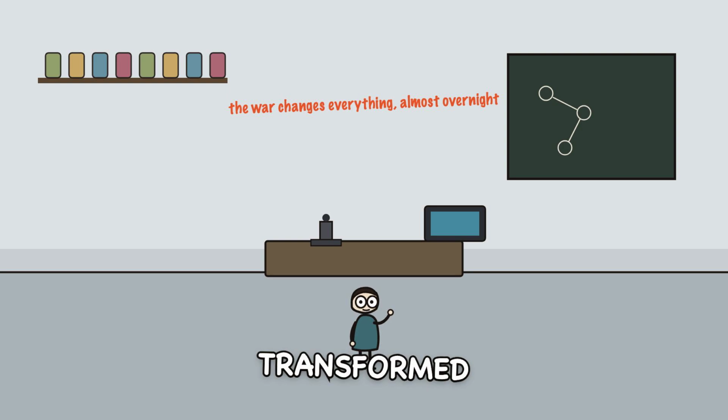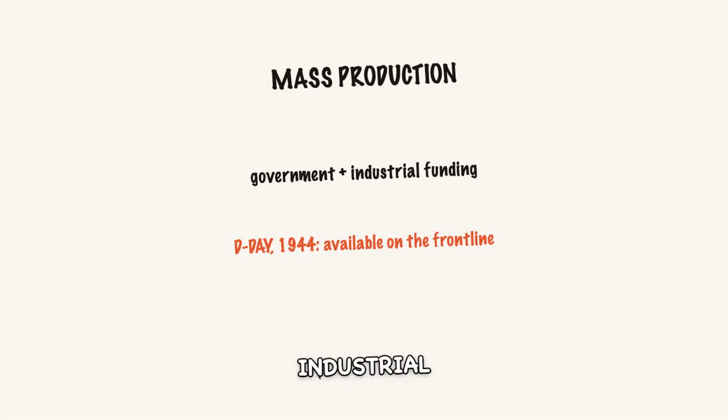The war then transformed everything about the drug's future almost overnight. With Britain fighting for survival and wounded soldiers dying from infected battle wounds by the thousand, the British and American governments funded and organized mass industrial production of penicillin at a scale nobody could have imagined a decade earlier. By D-Day in 1944, penicillin was available in genuinely significant quantities for treating Allied troops on the front line.